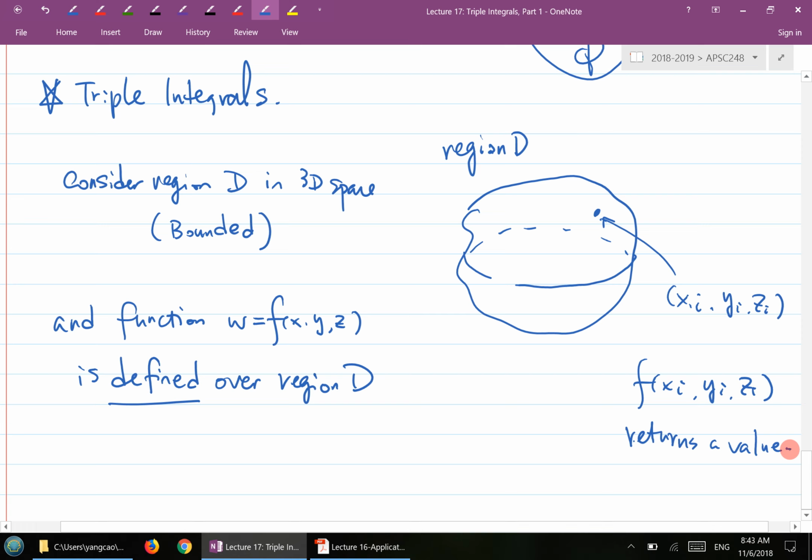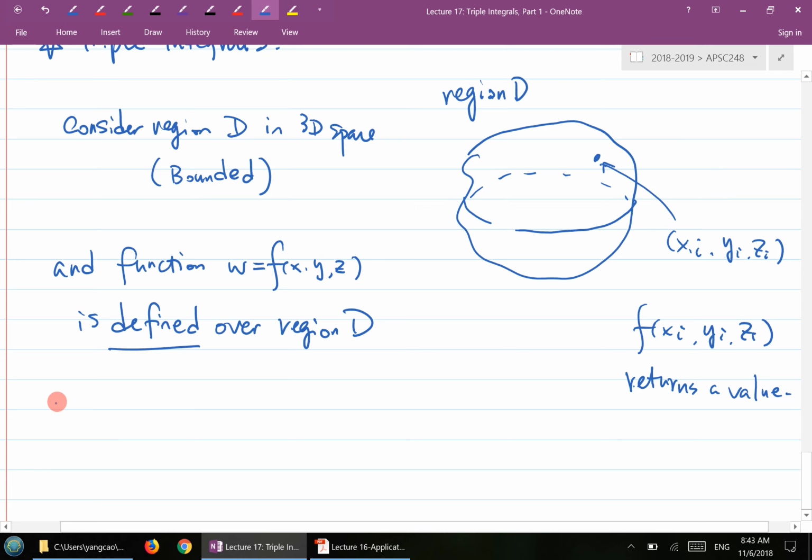So now let me temporarily get away from the pure mathematics and give it some kind of physical meaning here. Let's assume this function f of x, y, z is the density here.